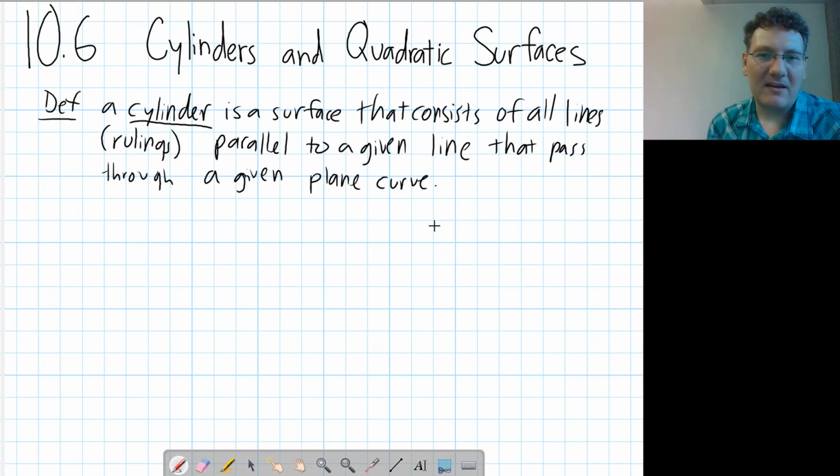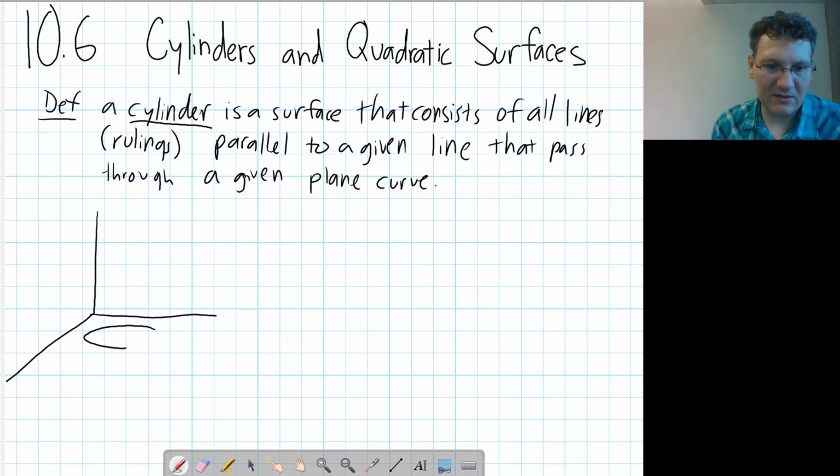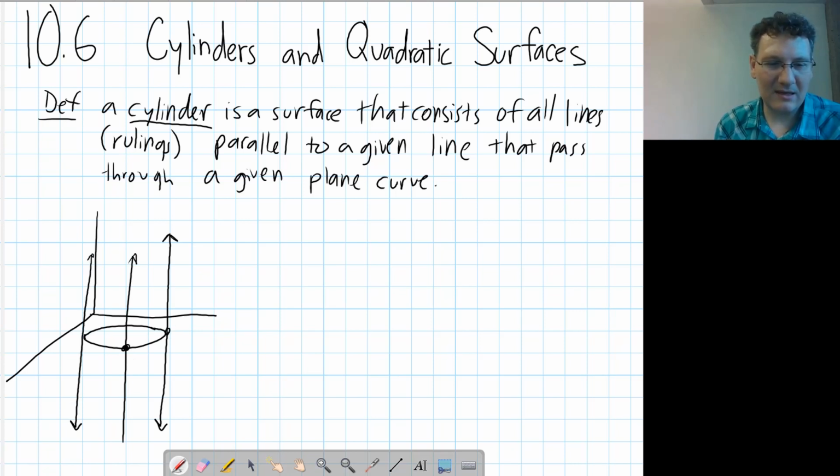A cylinder is defined as a surface that consists of all the lines, also known as rulings, that are parallel to a given line and pass through a given plane curve. For example, if the plane curve you're looking at is a circle, and I'm drawing it here in 3 dimensions with a little bit of perspective, and you draw a line that goes through this, all the other lines that go through it are going to be like this one, say, intersects there. You can see what you get is an infinitely long tube, right? That's a cylinder.